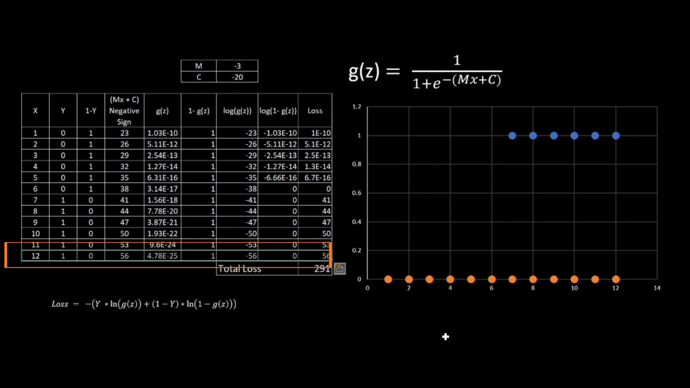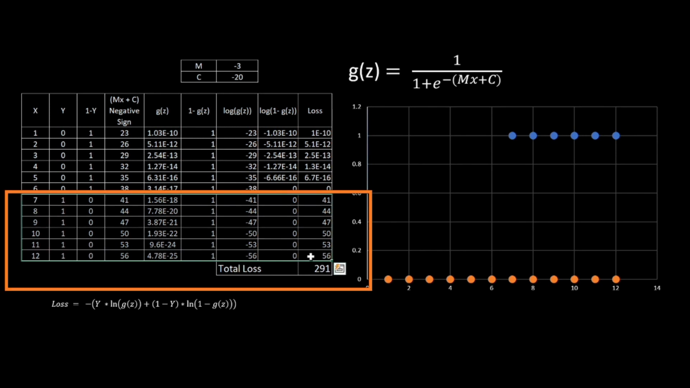And since you have given the wrong prediction, this minus 56 is going to get multiplied to 1, which is y, and 1 minus gz is already 0, which is already going to get multiplied to 0, not going to make any effect. So in the total loss, you are going to get 56, which is actually a pretty high value. And if you see all the values where you have given wrong prediction, starting from 7, 8, 9, 10, 11 and 12 hours, your loss is actually pretty high. In that way, you are going to penalize your equation if it gives a wrong prediction.